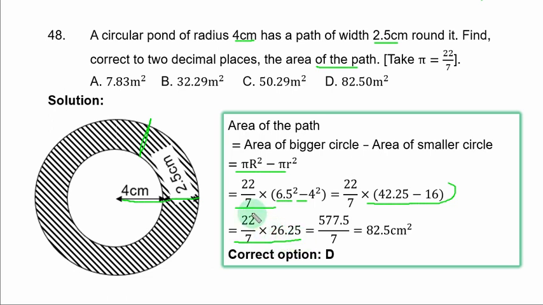You multiply 22 by 26.25, you have 577.5 divided by 7, and that is 82.5 square centimeters. By this, option D is the correct option.